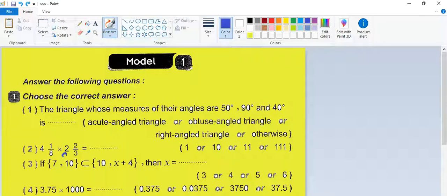Bismillah ar-Rahman ar-Rahim. Today we'll solve the first model for fifth primary. He said choose the correct answer.